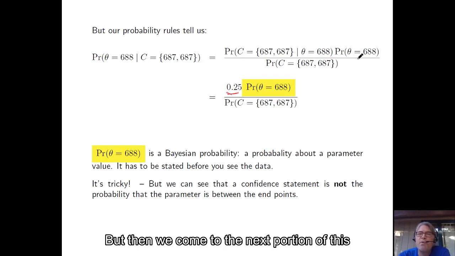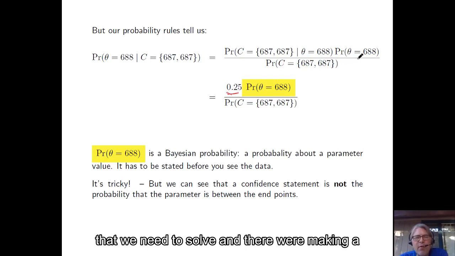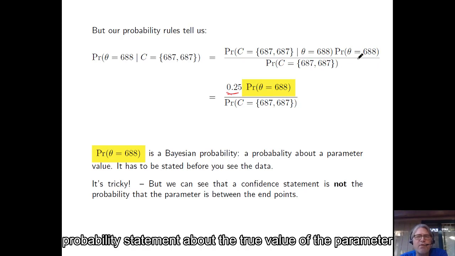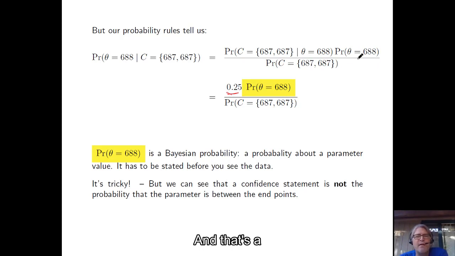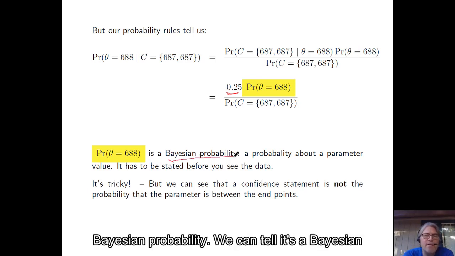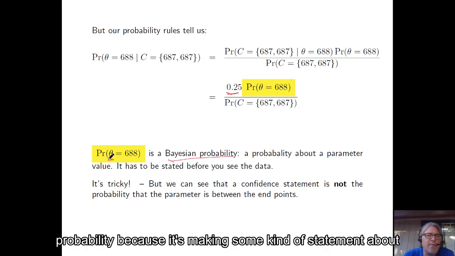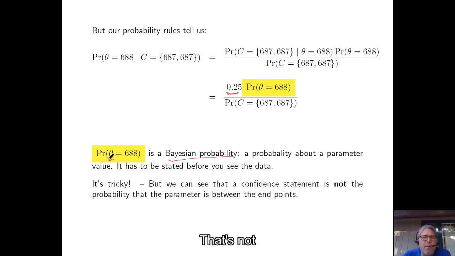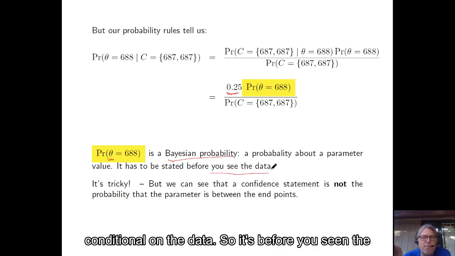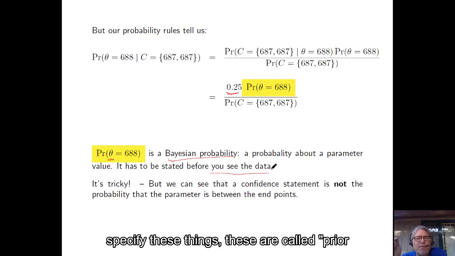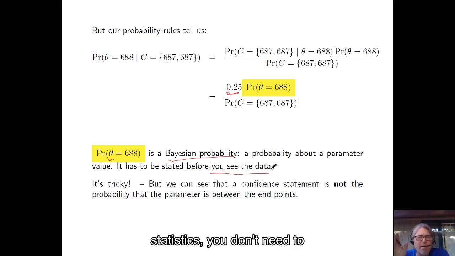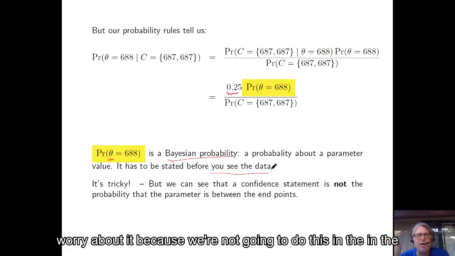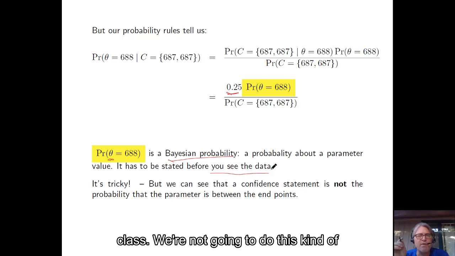But then we come to the next portion of this that we need to solve, and there we're making a probability statement about the true value of the parameter before we've looked at the data. And that's a Bayesian probability. We can tell it's a Bayesian probability because it's making some kind of statement about a parameter value that's not conditional on the data, so it's before you've seen the data. And it's really tricky to specify these things. These are called prior probabilities in Bayesian statistics. You don't need to worry about it because we're not going to do this kind of Bayesian probability in the class moving forward.